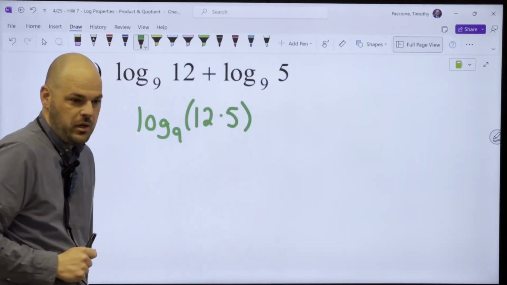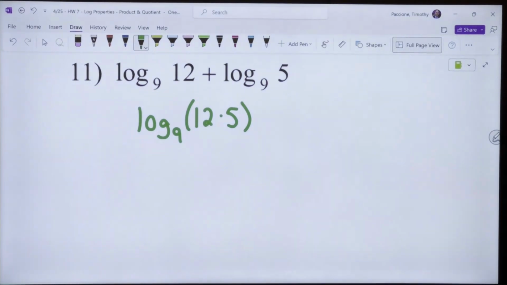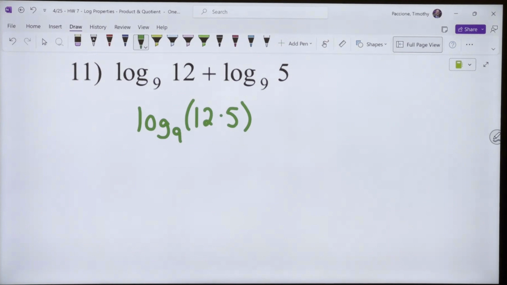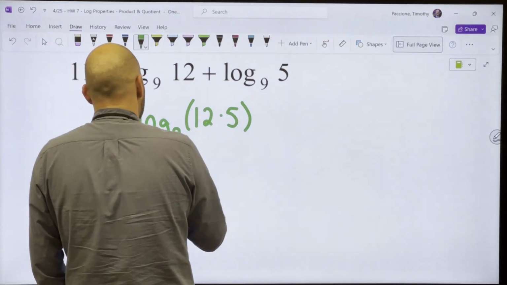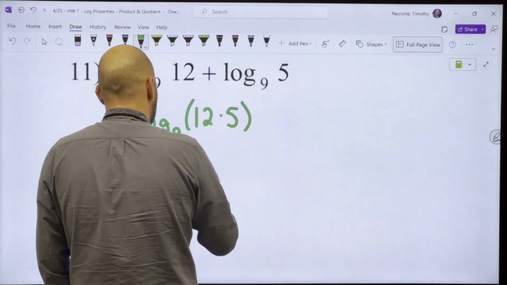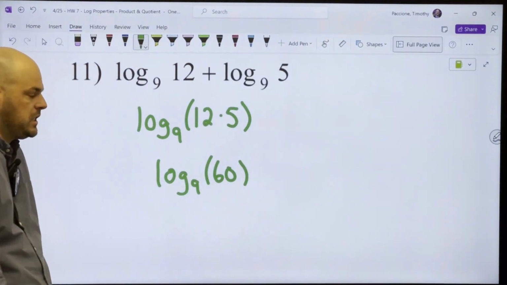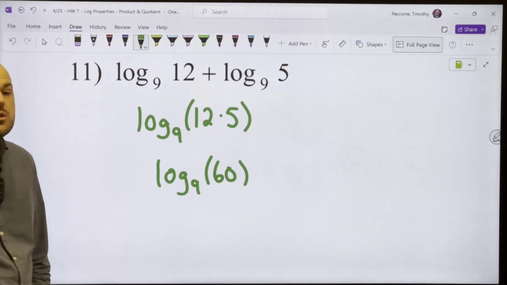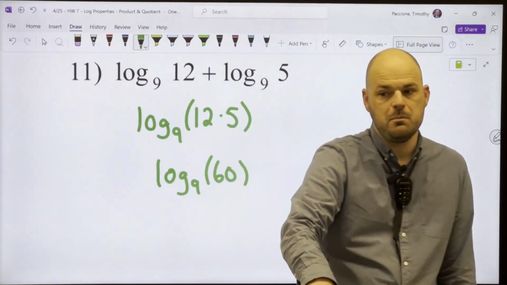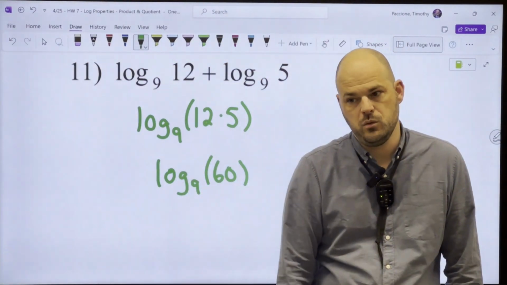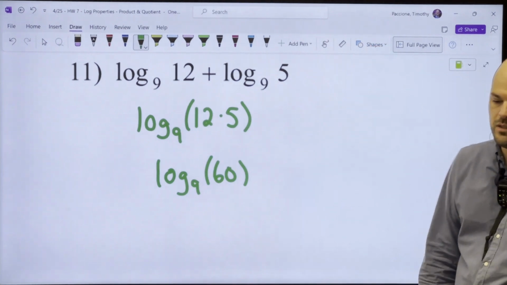But if you look at the answer key, it didn't say 12 times 5. It said 60, right? You would do the math. You would say log base 9 of 60. In fact, you wouldn't need those parentheses, just 60. Okay? Those are the properties, those are the basic properties. Anything else in the back that we're not sure about before we continue to the front to use the properties?